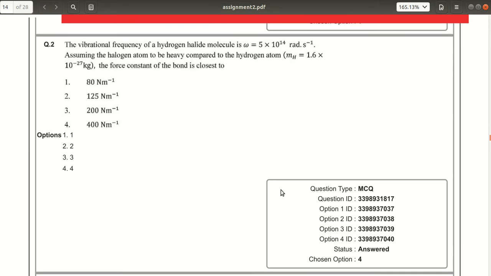In this question we have the vibrational frequency of a hydrogen halide molecule, omega equal to 5 into 10 to the power 14 radian per second. Assuming the halogen atom to be heavy compared to the hydrogen atom, the mass of the hydrogen atom is given, which is 1.6 into 10 to the power minus 27 kg. The force constant of the bond is closest to?